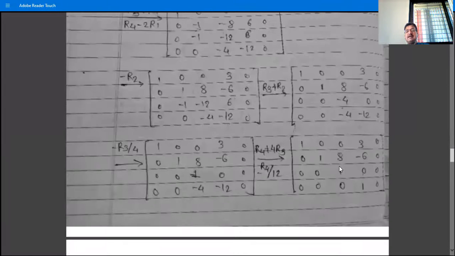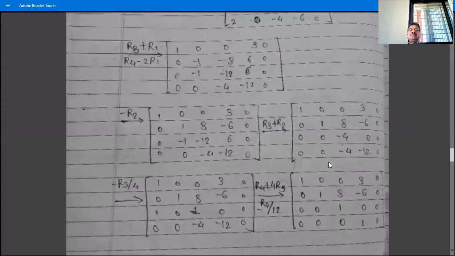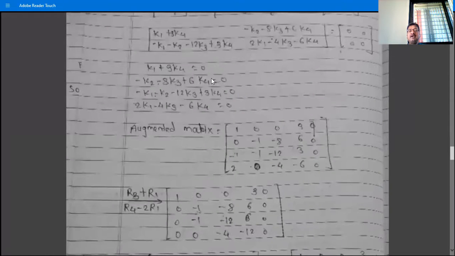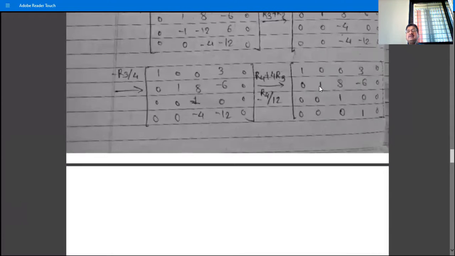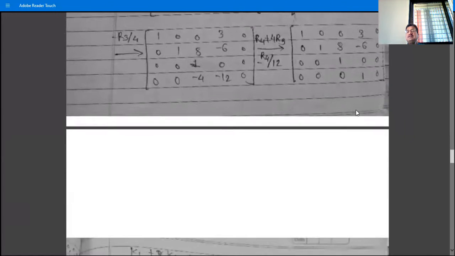So this system has a unique solution, because rank of A is equal to rank of AB, which is equal to the number of unknowns. The number of unknowns is 4: K1, K2, K3, K4. And so the system has a unique solution. So we have to rewrite the equations. K1 plus 3K2 plus K4 is equal to 0 is the first equation. Then the second equation is K2 plus 8K3 minus 6K4 is equal to 0. Third equation, K3 is equal to 0. And the last equation, K4 is equal to 0.